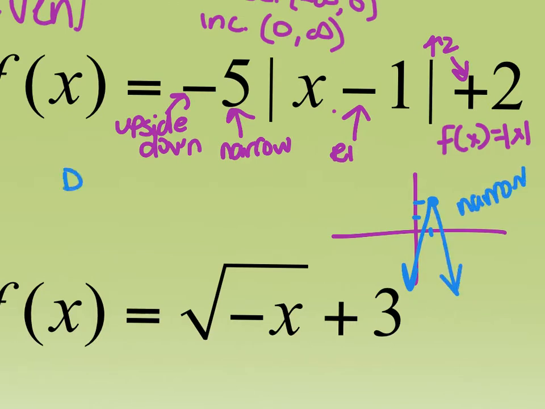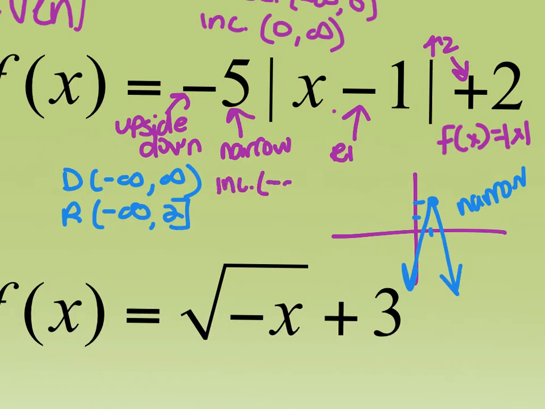This time domain, still negative infinity to positive infinity. There's not going to be a restriction on an absolute value. The range goes from negative infinity up to 2, with a bracket on 2. It's increasing first from negative infinity to 1 and decreasing from 1 to positive infinity. And it is neither even nor odd.